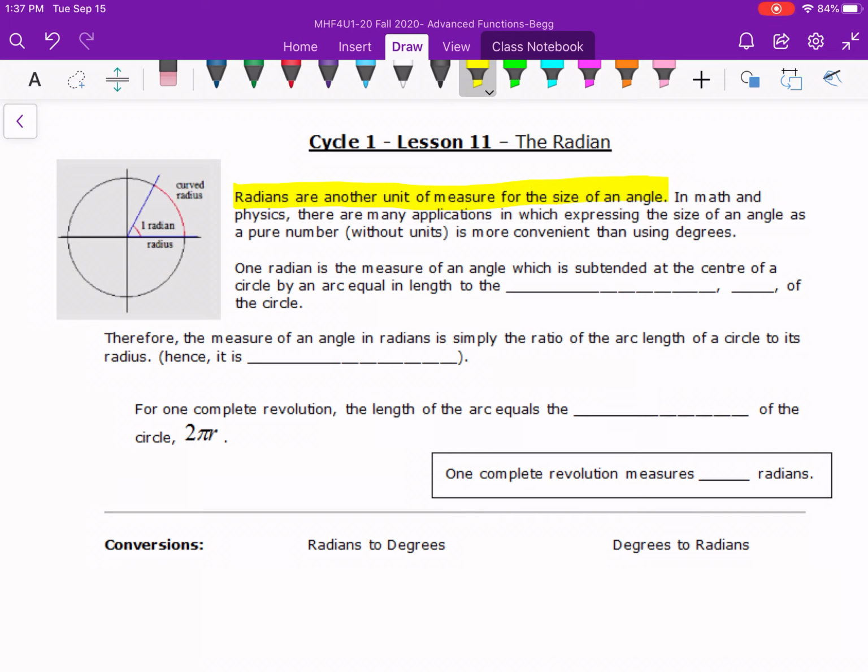And just like any kind of measurement, we can convert it. Think about kilometers and miles. We have a distance in miles, we use a conversion factor and we can convert it into kilometers. Or if we have a distance in kilometers, we can change it to miles using the conversion factor. This works for any kind of measurement, meters and feet, and so on. In math and physics, there are lots of applications that use pure numbers, which is what radians are, and they're more convenient than using degrees. So, what's a radian?